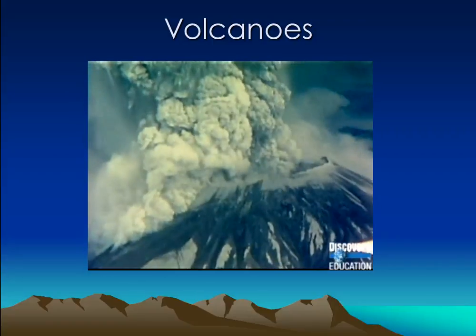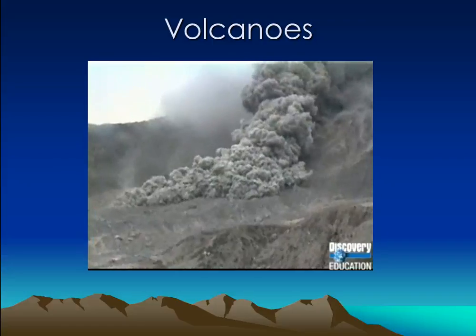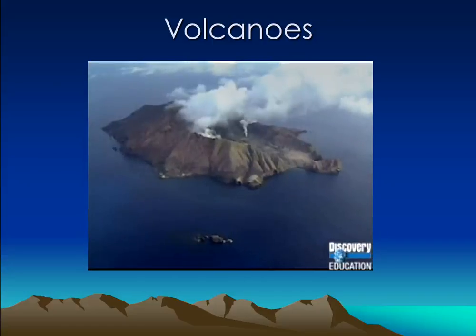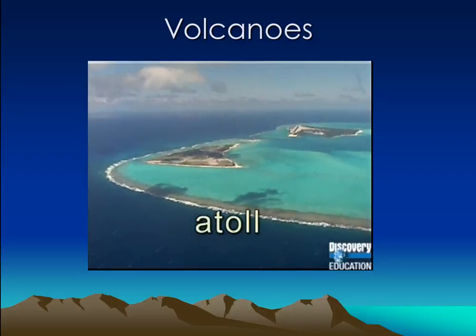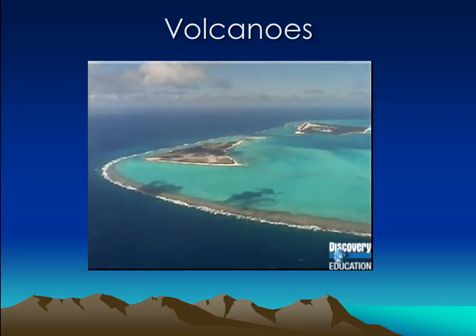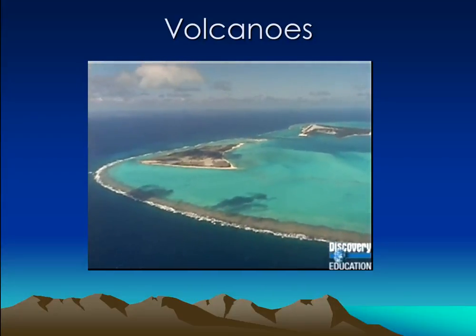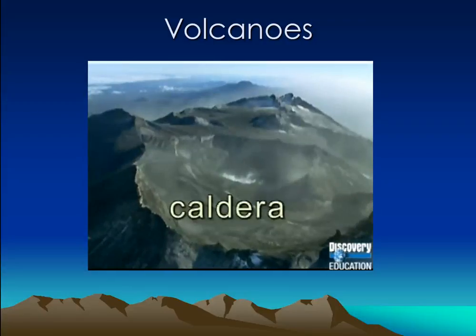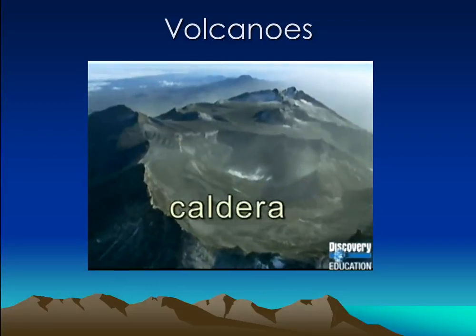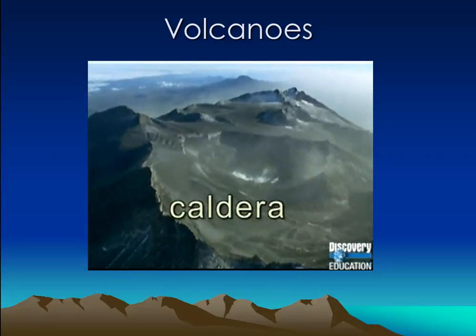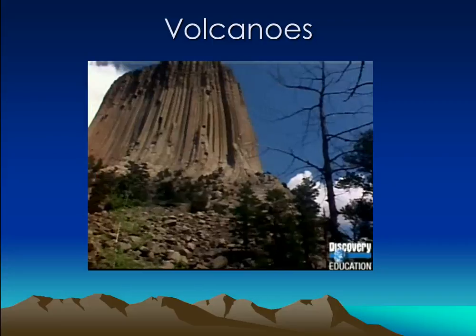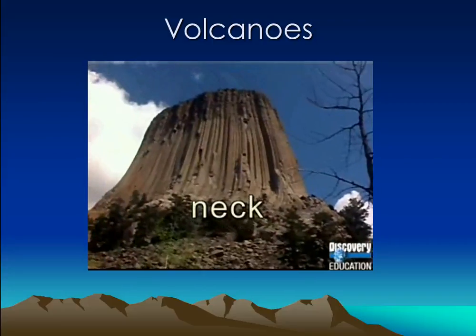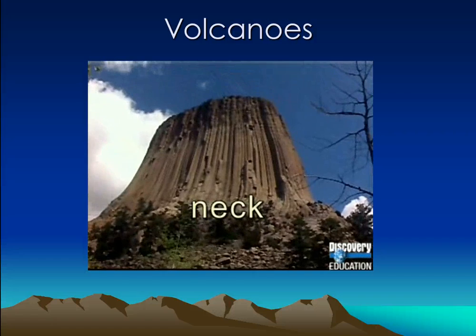As volcanoes explode, collapse, or erode, they create distinct geological formations. An atoll is a circular coral reef that grows on top of a volcano that is sunk below the surface of the water. A caldera is a large crater created when the top of a volcano collapses, either during an eruption or afterward. A neck is solidified lava that plugs up the opening or conduit where the eruption occurred.